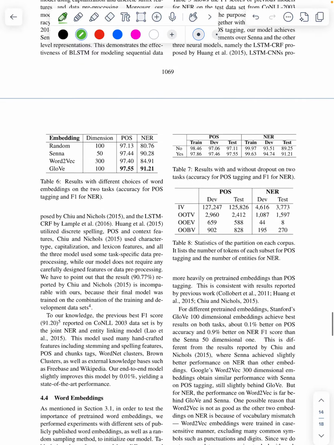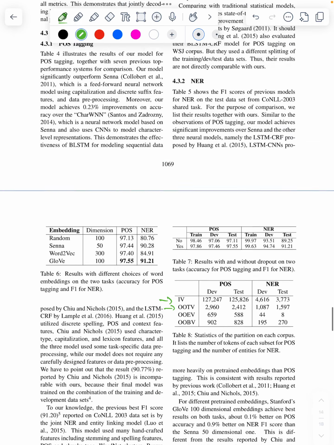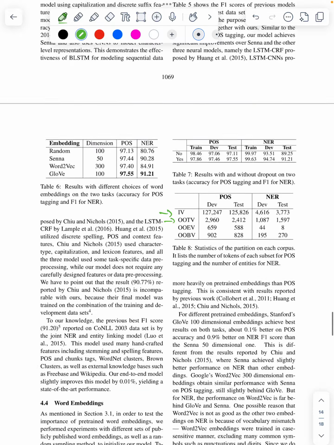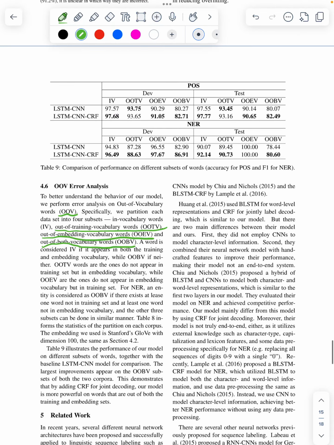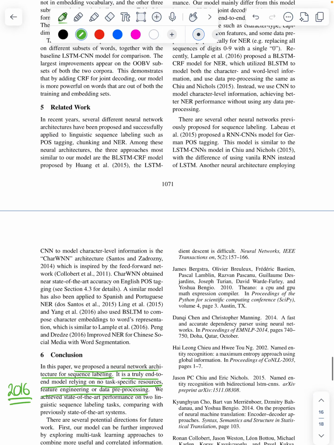And then here, IV would be in vocabulary, OOTV. He explains this as well. Out of vocabulary words: the vocabulary is split into 4 subsets called in vocabulary words, out of training vocabulary words, out of embedding vocabulary, and out of both vocabulary. So yeah, that's pretty interesting.